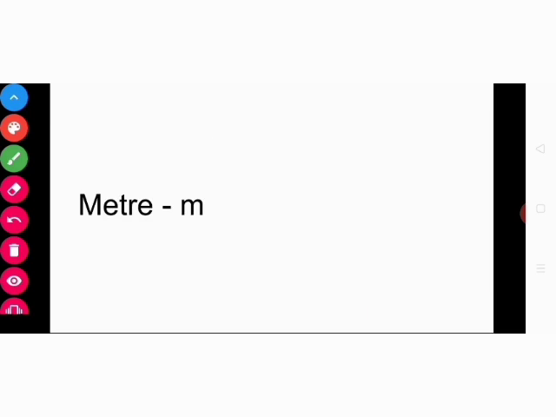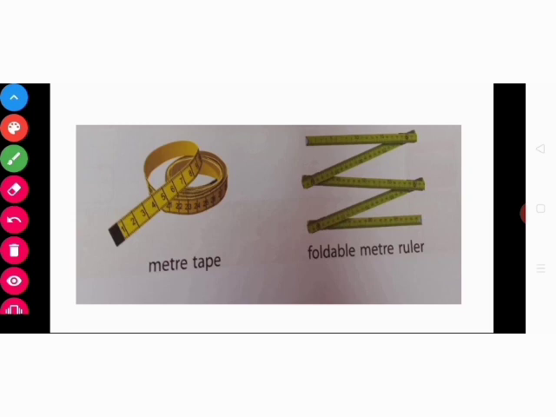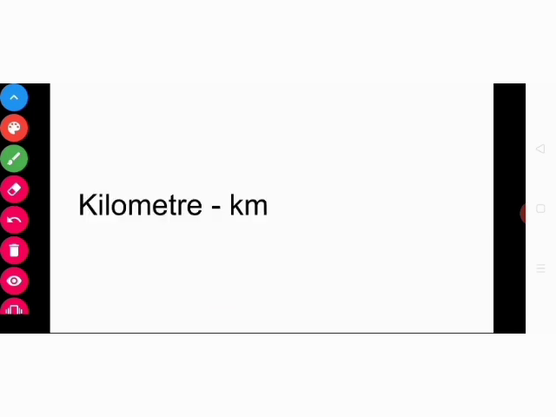And meter. Meter is used for measuring bigger lengths. It is written as m in short. Meter is much longer than centimeter. We use a meter tape or a meter scale to measure in meters. It is used to measure the length of things like walls, cloth, etc. And then kilometer. Kilometer is used for measuring distance. It is written as km in short.